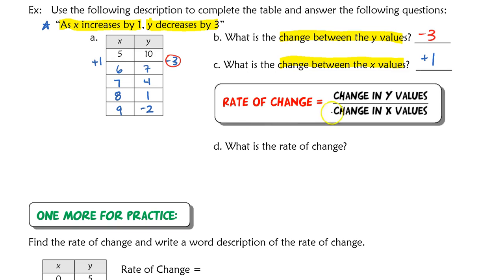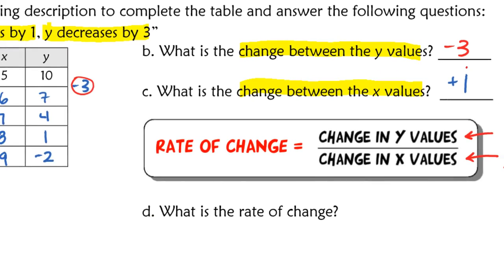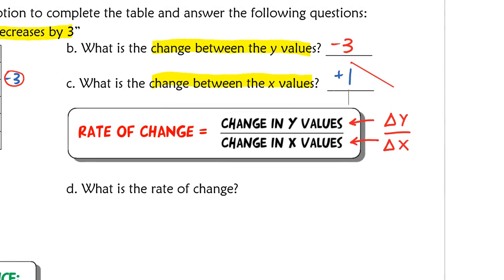Now here's just another way of describing what a rate of change is. Remember, it's a fraction, right? It's a ratio. It always describes the change in the y values over the change in the x values. So that's really important. We're going to do change in the y values over change in the x values. This triangle here means change. It's actually delta, which is a Greek letter, but we're going to say that that little triangle just means the change in the y over change in the x.